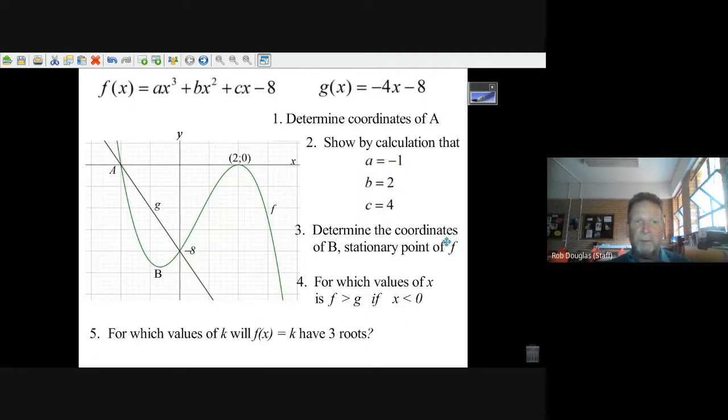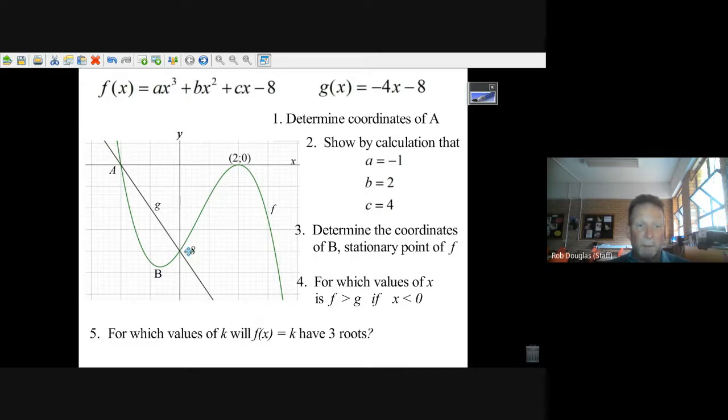Okay, this is the last calculus question for prep for the control test. Let's take a look at it. We start off, we're given this cubic function as ax cubed, bx squared, cx minus 8. And g of x is minus 4x minus 8. You're supposed to see that that's a line. That's a cubic function, and they give you the graph, so you're looking at it.